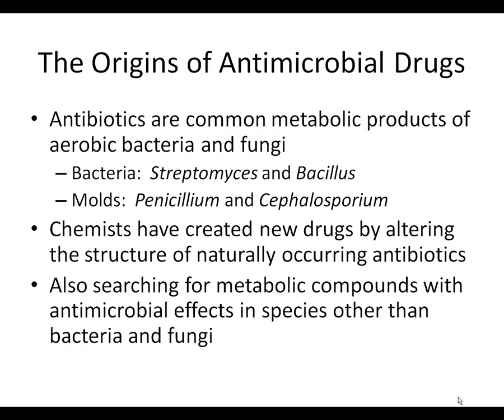bacteria, other populations. Certain molds, Penicillium and Cephalosporium, are both types of molds that we get our penicillin and our cephalosporin drugs from. We also have some drugs that are created by altering the structure of these naturally occurring drugs. You have what they call synthetic or semi-synthetic penicillins that have been changed up a bit to have some different characteristics that make them maybe a little more potent, or they work a little bit better. And so these are basically our synthetic drugs.